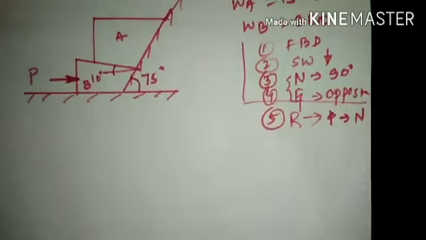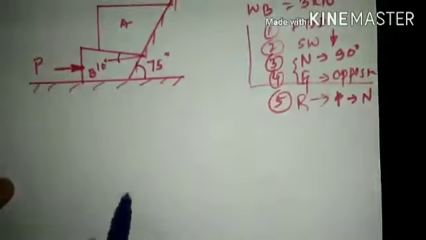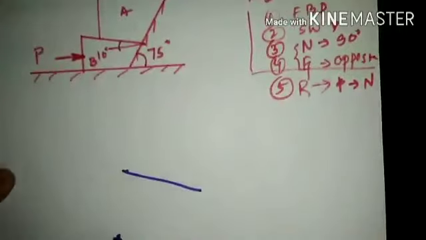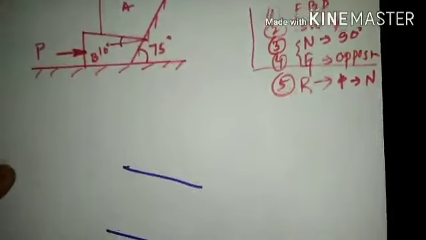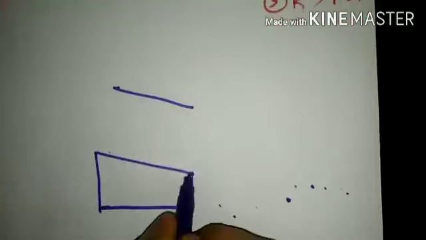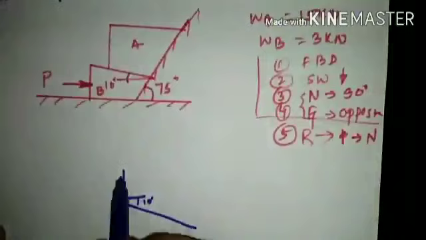To begin with the solution, the first step is to draw the free body diagram. To draw the free body diagram, we need to isolate both bodies A and B. When we isolate both bodies A and B, the A face and B face have been separated. When we separate both the faces here, the inclination made for block B is 10 degrees, and the same 10 degrees will be transferred at this junction. So we draw this vertical face and continue in this fashion.